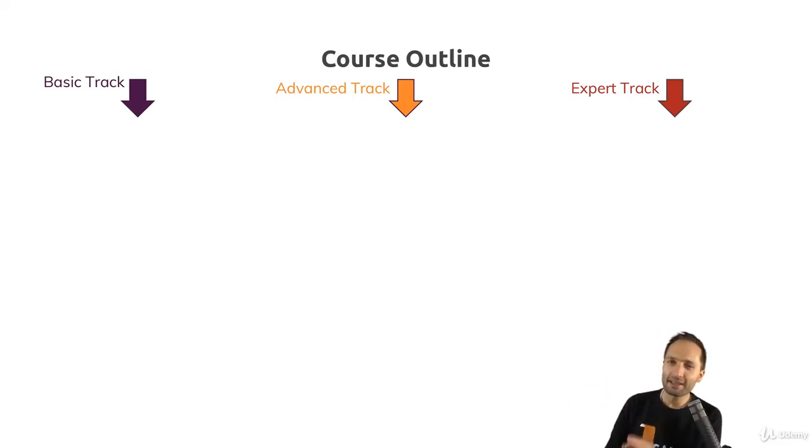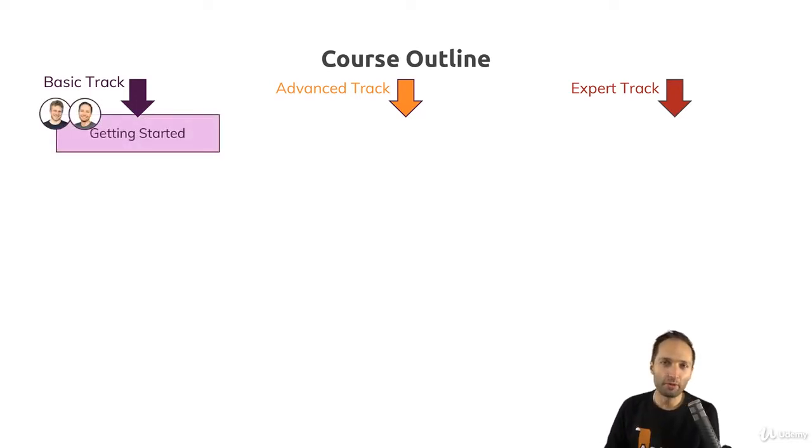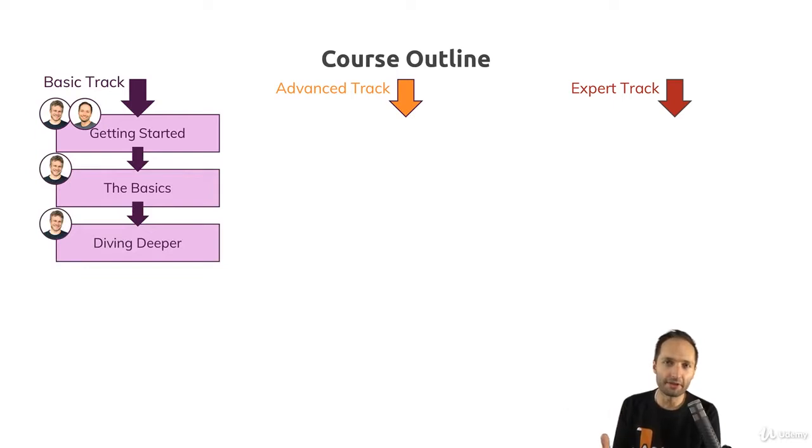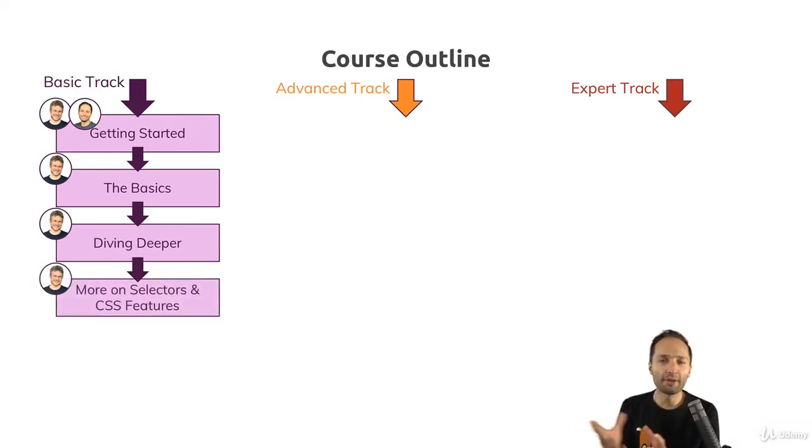Now with that, let's have a look at the basic track now, because at the moment we are almost done with getting started. After that, Max will have a look at the basics of CSS, and after that dive even deeper into these basics. So we will talk about core concepts like selectors or the box model, for example. After that, in the next module, we will round up this basic knowledge by answering some common questions like, should I use an ID or a class selector?